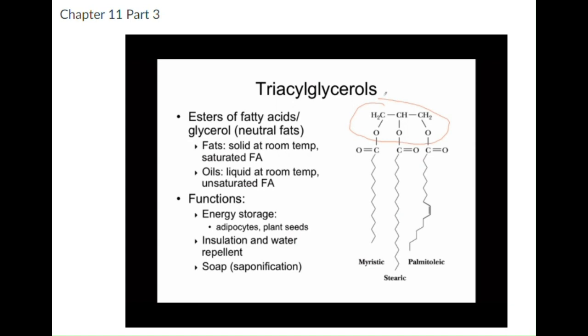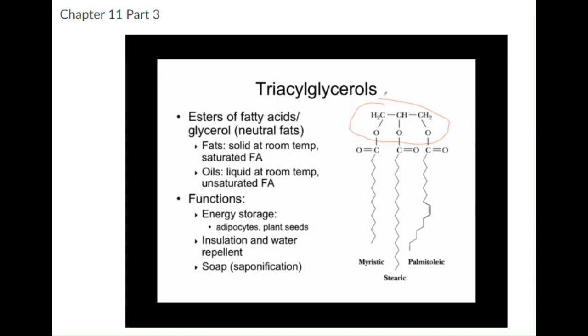In general, there are 2 classes of fats that come out of this. First, we have fats, which are generally solid at room temperature. They are that way because they contain a fairly large amount of saturated fatty acids. A good example of this is butter or lard. These are our typical fats.